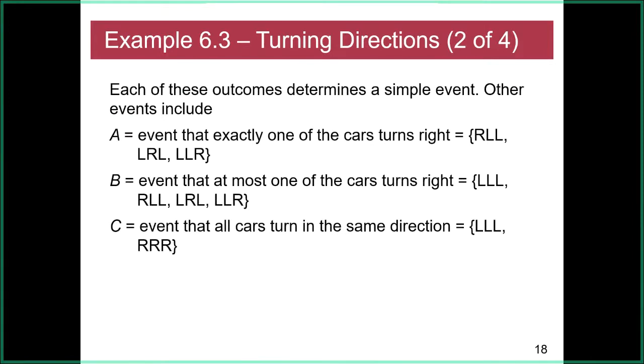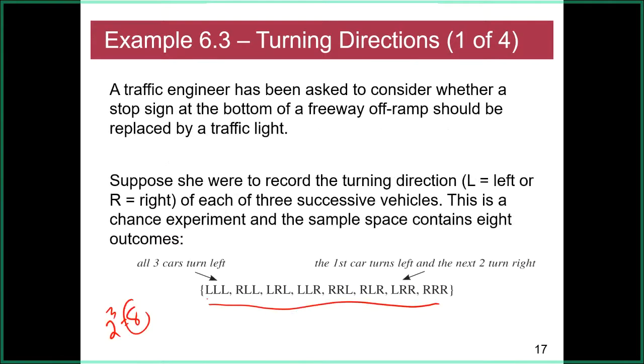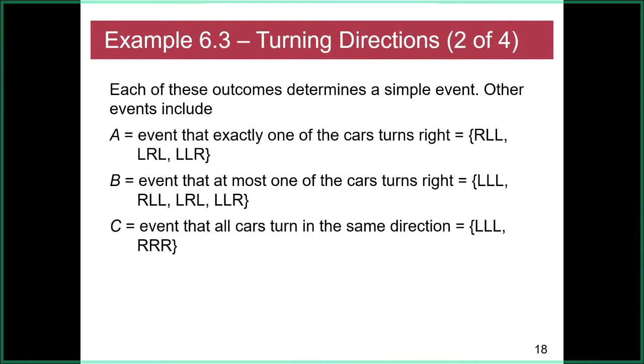Each of these outcomes determines a simple event. All 3 could go left, the first one right, the next 2 left, and so on. These are now compound events. A is the event that exactly 1 car goes right. So that would be the first one could go right and the others left, or the second one could go right and the others left, or the 3rd one could go right and the others go left.